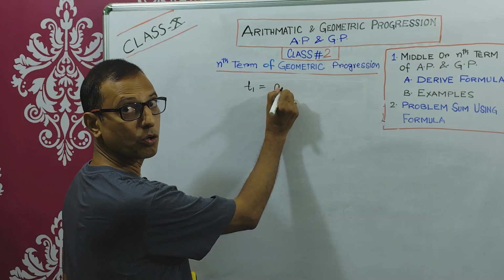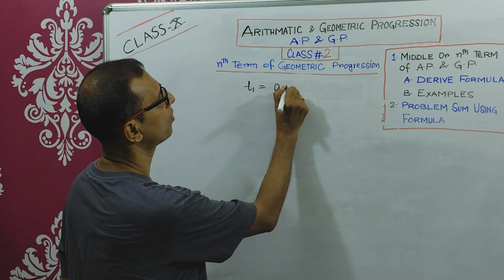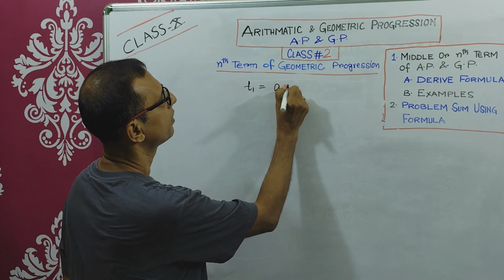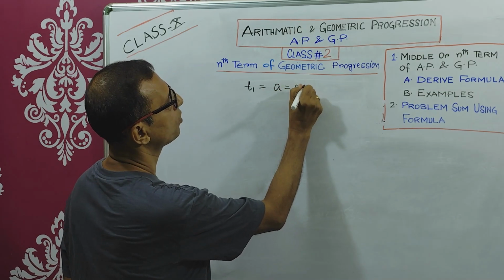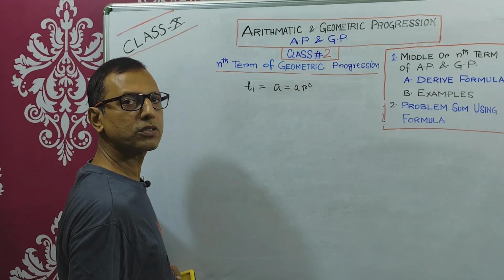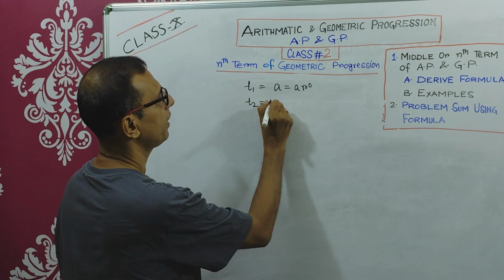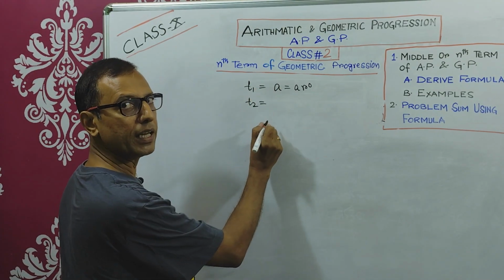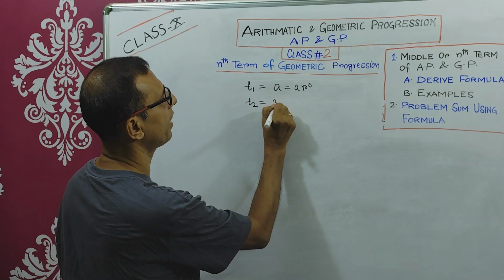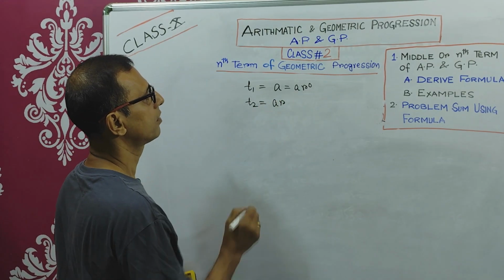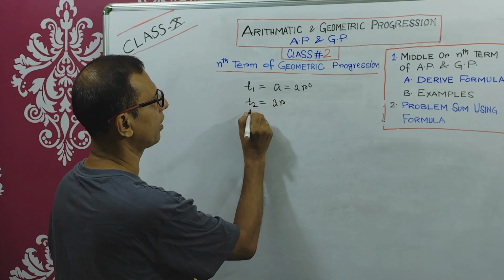Right? That means there is no common ratio. So, I can write it down: T1 equals A r to the power 0. Anything to the power 0 equals 1. T2 equals the predecessor times the common ratio, that means A r. That means A r to the power 1.